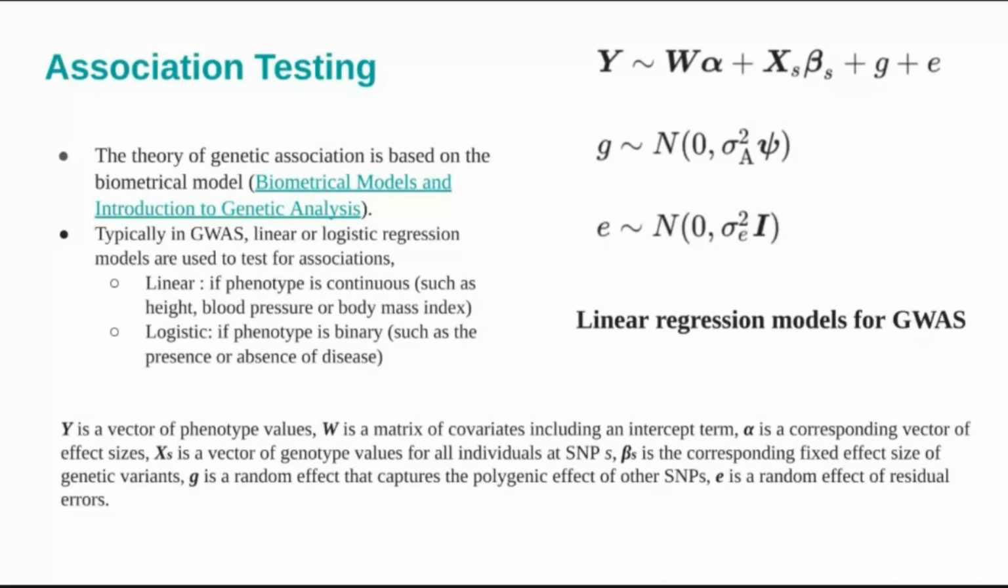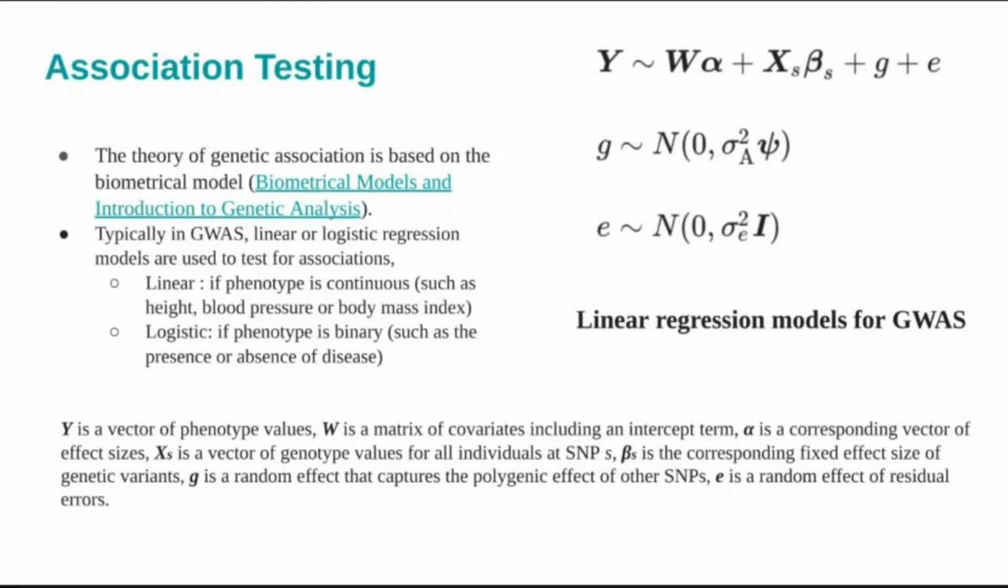And the theory: how is the linear regression model generated for GWAS? We have y, the vector of phenotypic values, equals W alpha plus x beta plus g plus e. So this is the basic equation. Any of the tools follow this and generate results from it. The models the tools follow are basically ML-based association methods they apply. Any doubt in this equation?